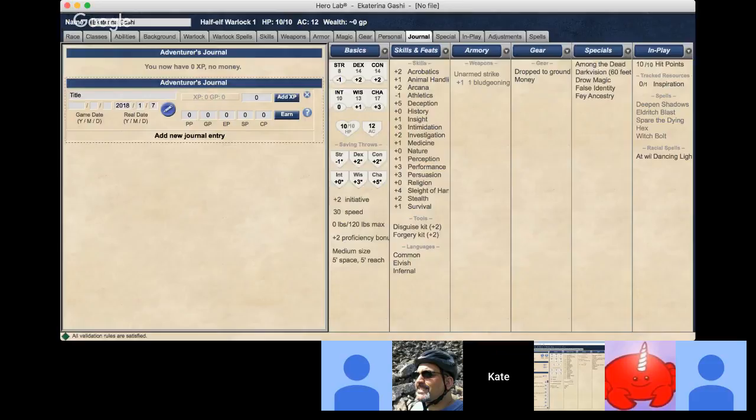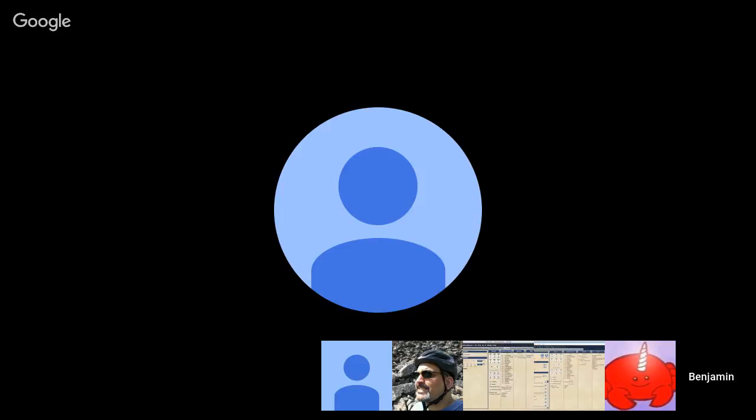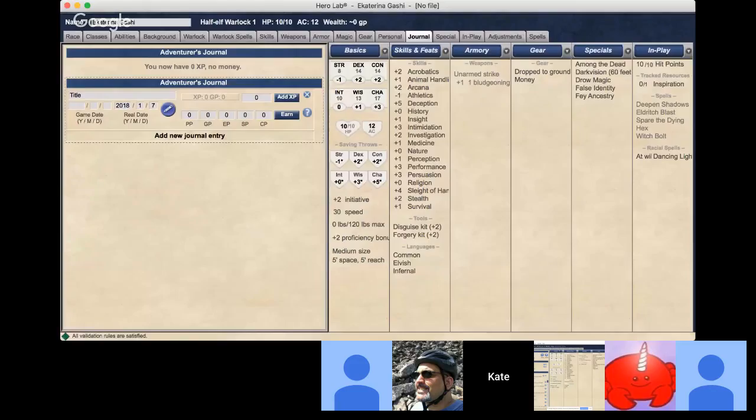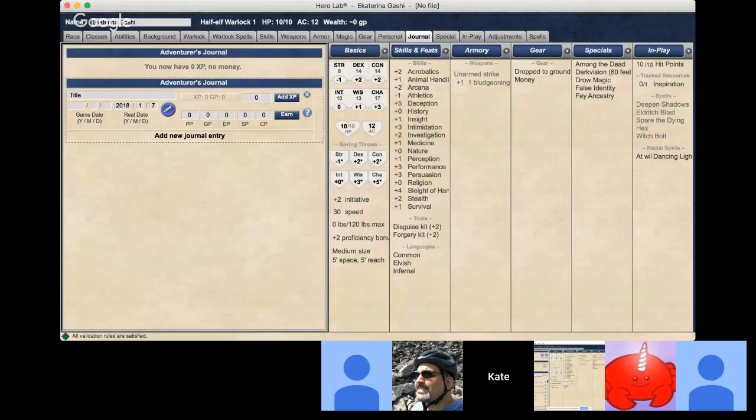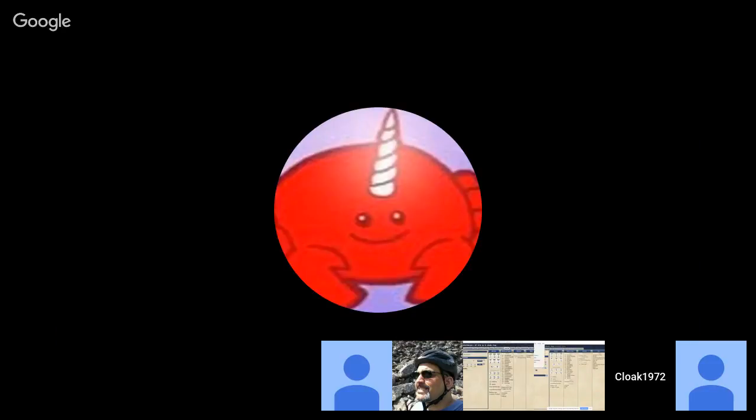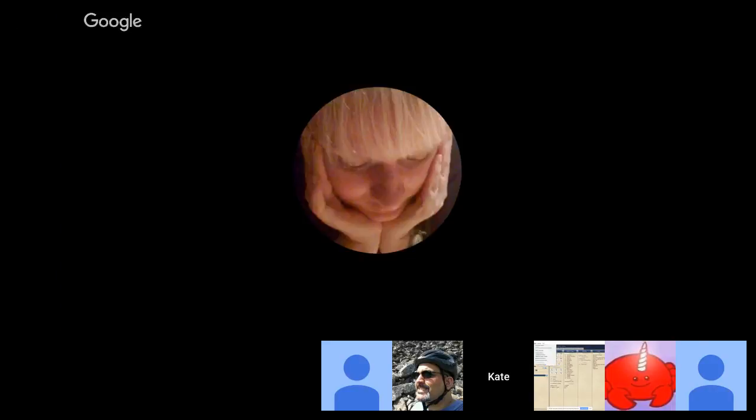I'm trying to remember how to view the character sheet. You're on a Mac, if I recall correctly, so I'm not sure. That's okay. I mean, I can always just print it to a PDF. That's not that big a deal. You weird Macs. Use a PC like real people. I like my Mac.